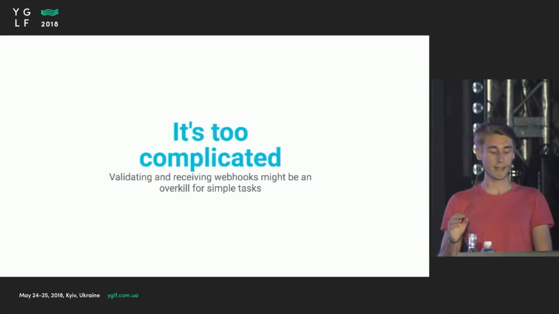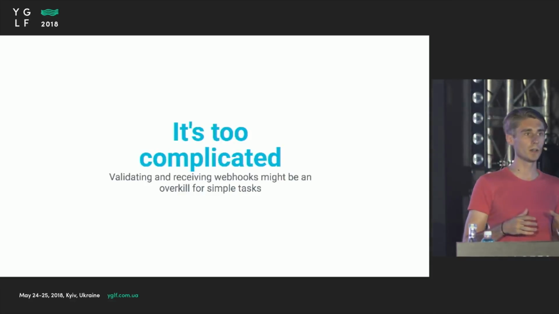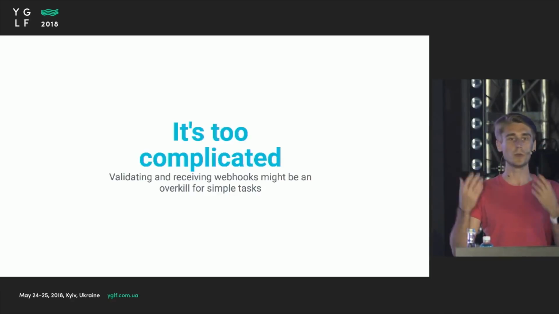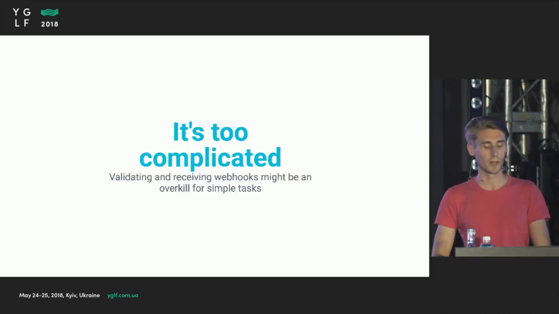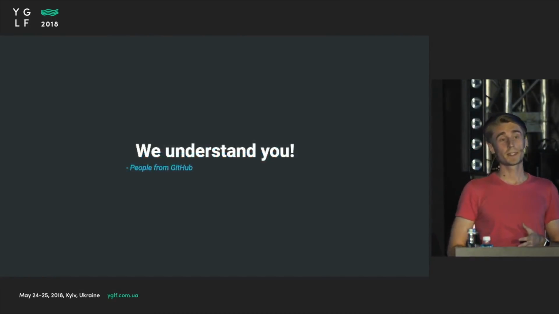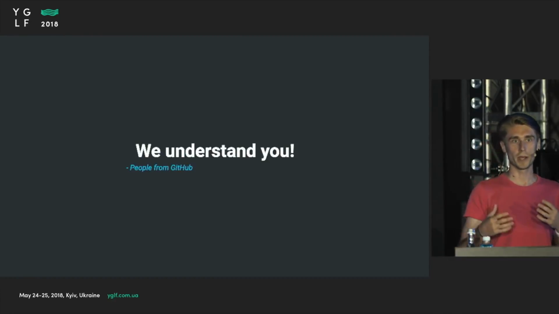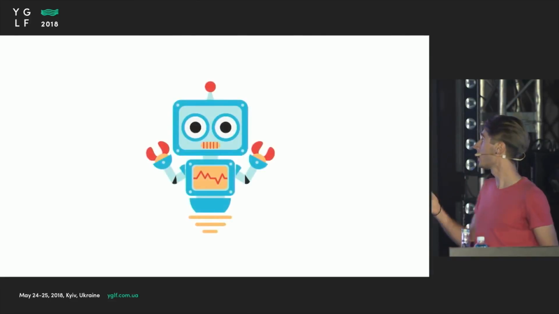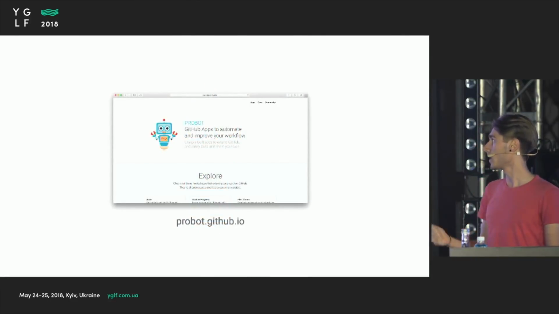However, it's too complicated. Validating and receiving webhooks might be overkill if you want, for example, to build a simple application that will greet your new contributors to your repository. And people from GitHub understood this problem, and they wanted to simplify the process of creating new robots. So they built a nice framework with such a nice logo, and you can check it out on probot.github.io.